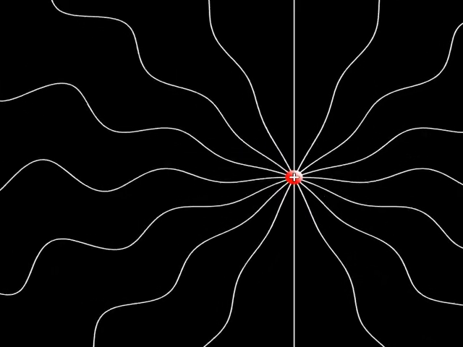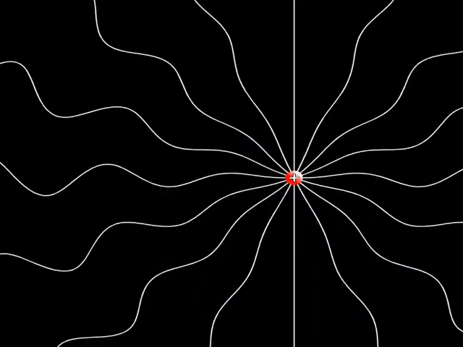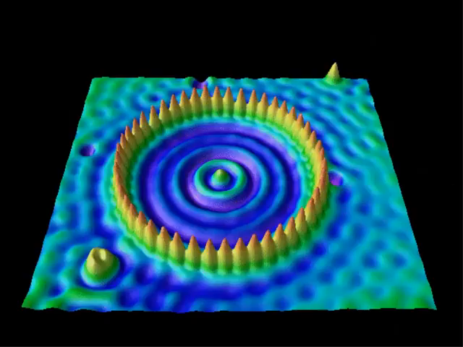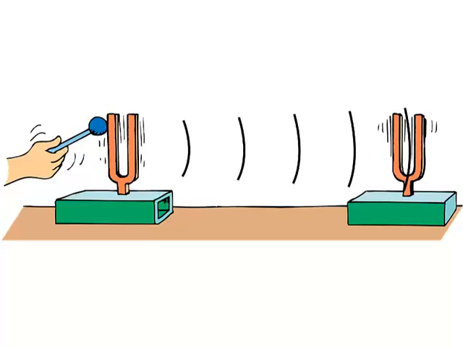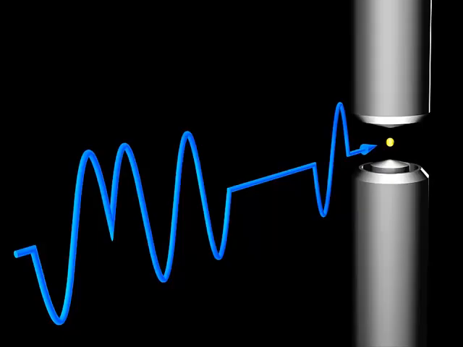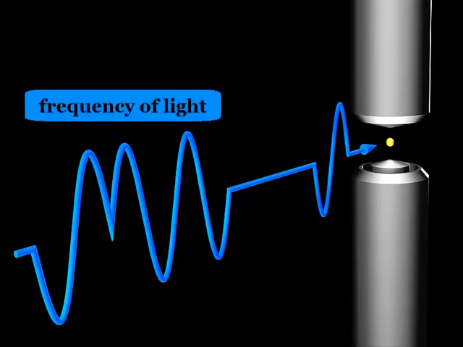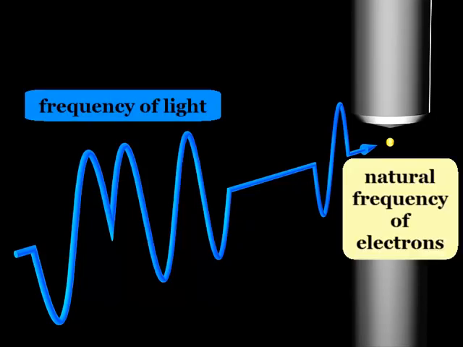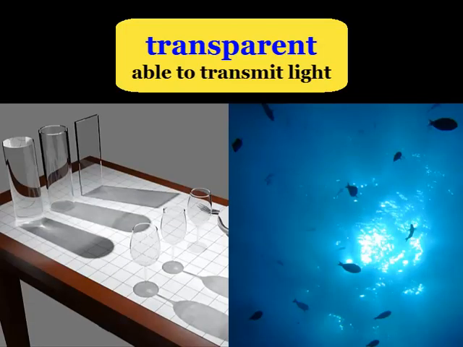Light is energy carried in an electromagnetic wave generated by vibrating electric charges. When light strikes matter, electrons in the matter are forced into vibration. Just as a sound wave can force a sound receiver into vibration, a light wave can force charged particles and materials into vibration. Exactly how a material responds to light depends on the frequency of light and the natural frequency of electrons in the material. Materials that transmit light are transparent. Glass and water are transparent.